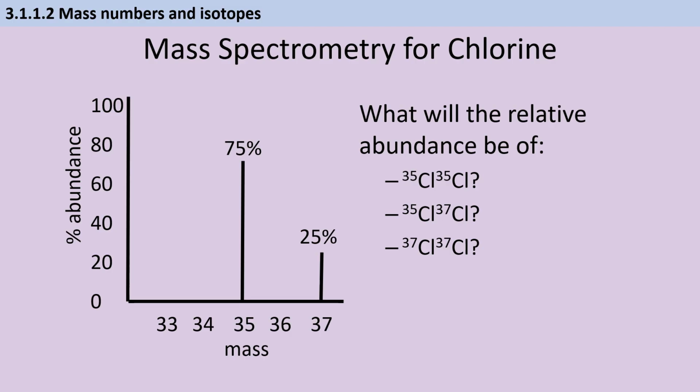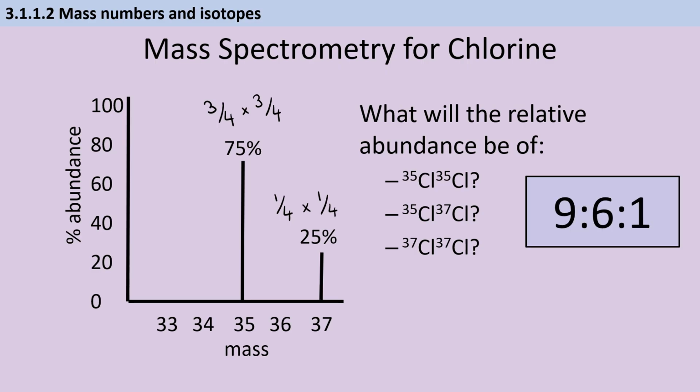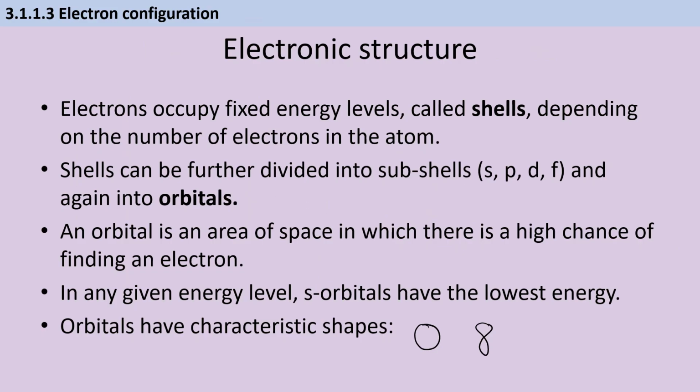So the chance that I have a chlorine molecule containing 2 atoms of chlorine-35 is 3/4 times 3/4, which is 9/16. And the chance that I have a molecule made of 2 chlorine-37s is 1/4 times 1/4, which is 1/16. And so the chance that I get a chlorine-35 chlorine-37 molecule is 6/16, and I get a 9:6:1 ratio of the molecules.